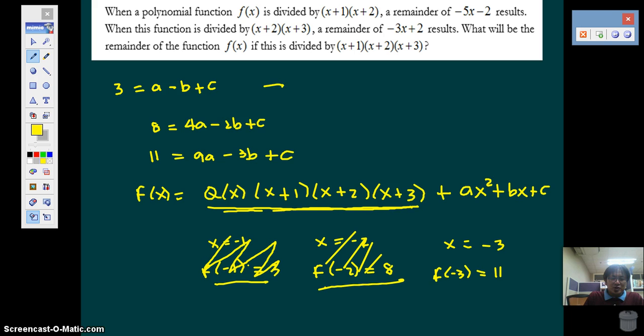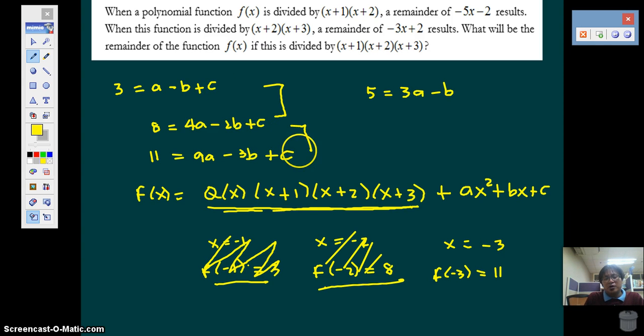So again, just subtracting these 2 equations to eliminate c. 8 minus 3, get here 5. 4a minus a, that will be 3a. Negative 2b minus negative b, that will be negative b. And obviously c minus c will cancel out.